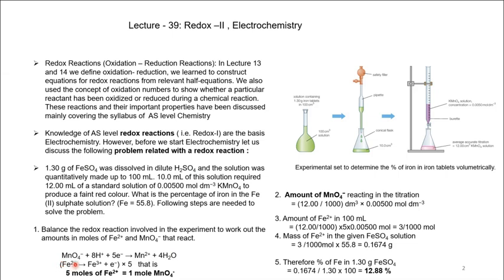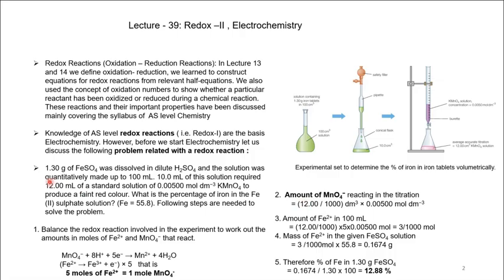And for iron 2, if it goes to iron 3, the oxidation number increases, and therefore it is an oxidation reaction. To cancel out the electron number, we have to multiply this oxidation half reaction by 5, and therefore the electrons cancel out. So 5 moles of iron 2 is equivalent to 1 mole of permanganate ion.